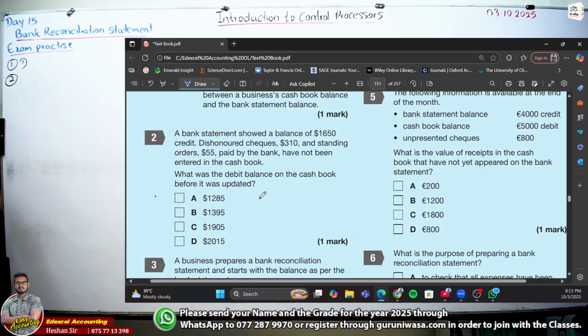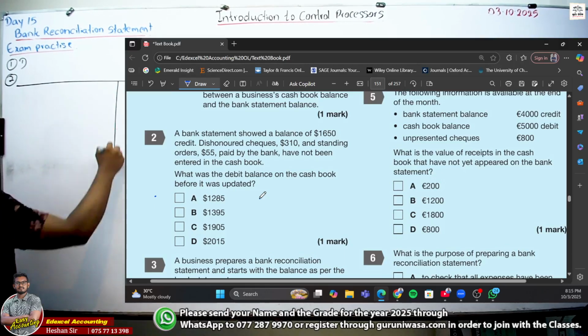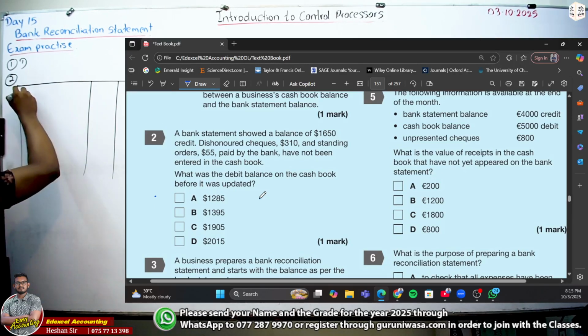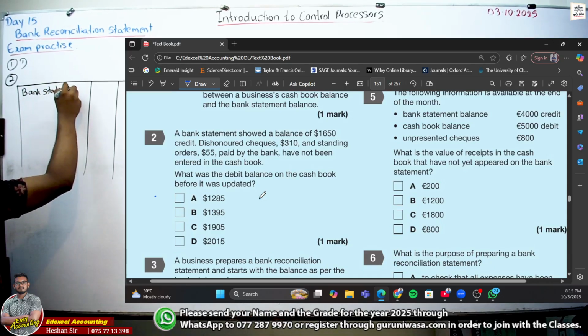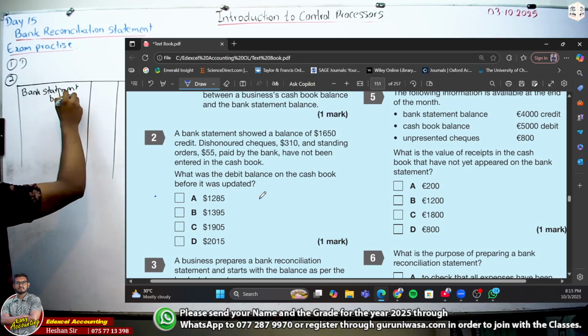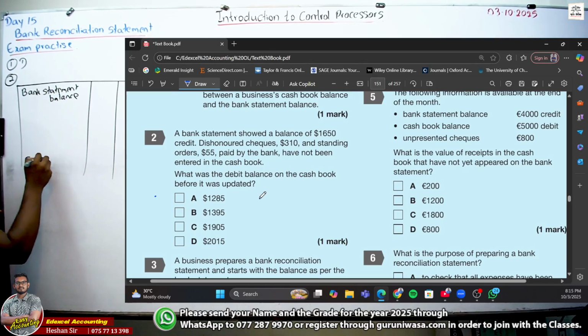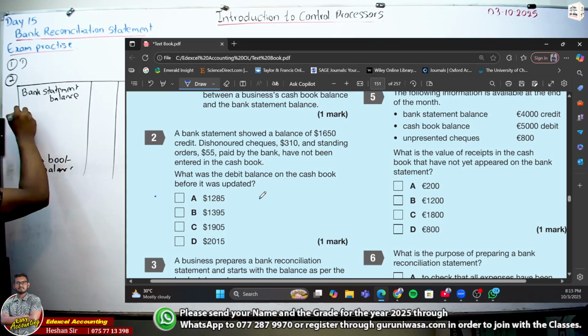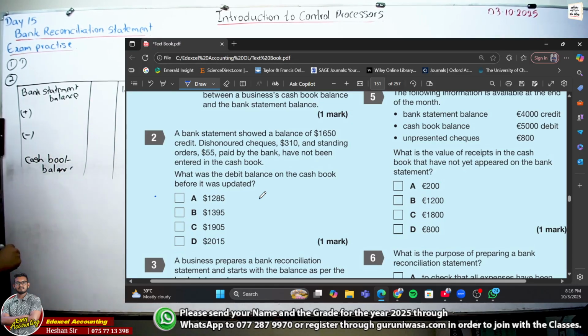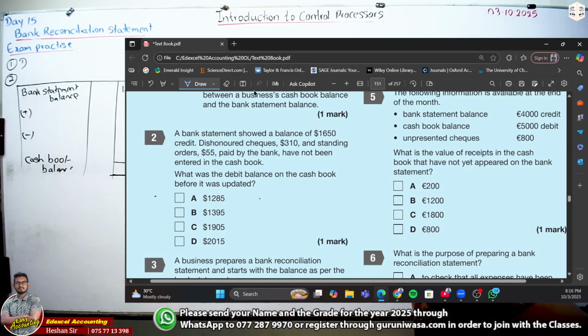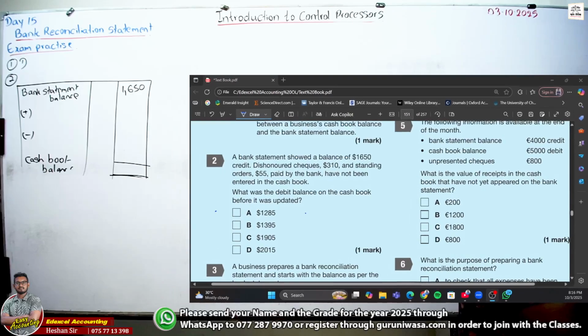Now let's prepare a statement. Initially, bank statement balance was and the cash book balance, plus minus. 1,650 is the credit balance, which means the favorable balance. They're asking the debit balance of the cash book. Now you can see.